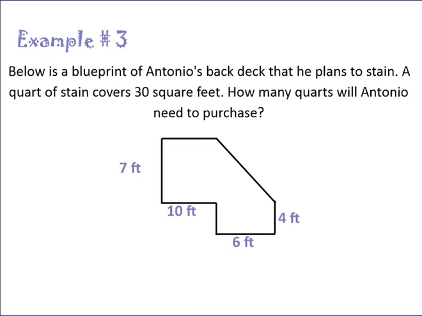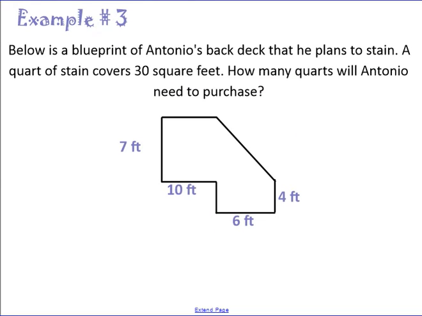All right, next one. So example 3. Below is a blueprint of Antonio's back deck that he plans to stain. A quart of stain covers 30 square feet. How many quarts will Antonio need to purchase? So you'll notice in this problem, there's no mention of shaded areas, and there's no shaded areas that we can see. So this is a problem where you have a compound figure that you need to find the area of, but then we need to apply it further by finding how much it would cost to cover the compound figure. Okay? So first, we need to figure out how much area is on Antonio's back deck.